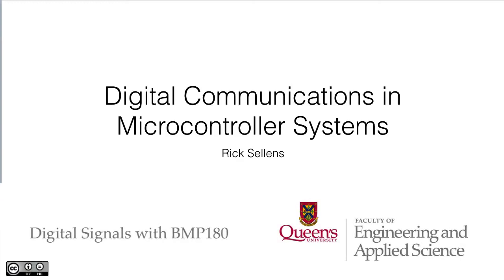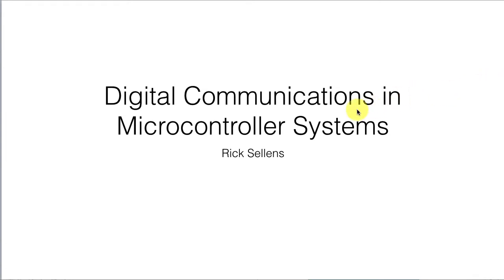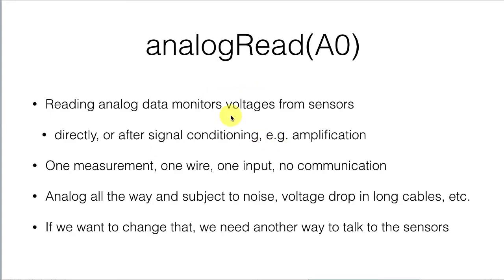We've done some analog read input in our microcontroller systems, and we've been using digital communications on USB for a while, so it's time that we found out a little bit more about this stuff. The analog read statement we've been using allows us to monitor voltages directly from sensors, analog voltages, and we could do some signal conditioning on them like amplification, but to make one measurement, we need one wire attached to one sensor, going to one input, and there's not much communication going on other than this is the signal level.